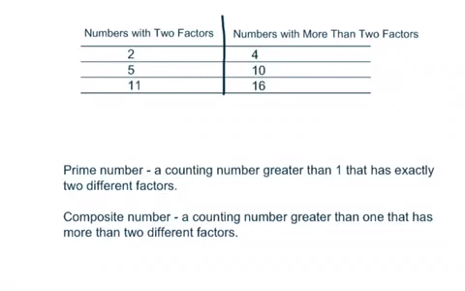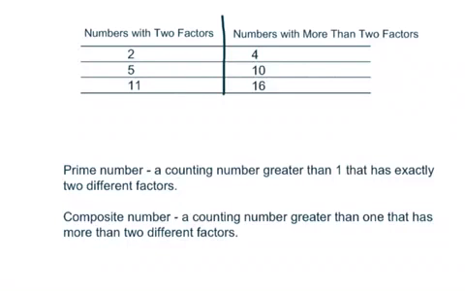So I made myself a little chart here. You can make yourself this same chart. I think it will be handy for you if you go ahead and copy this into your notebook. So you've got the numbers with 2 factors on the left and the numbers with more than 2 factors on the right. And based on what we're going to learn here about prime and composite numbers, we're going to be able to put headings on those 2 columns in a second.